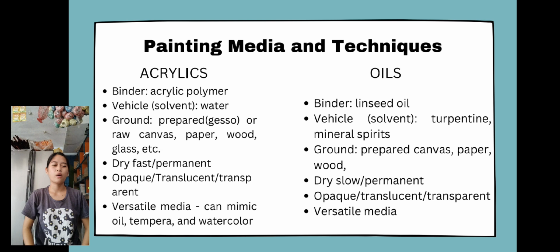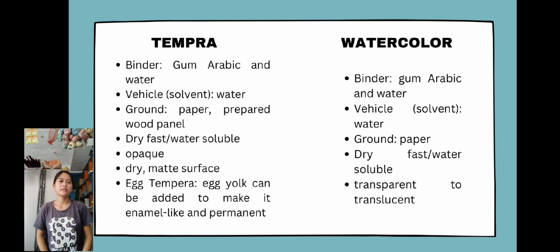Next one is oils. Binder: linseed oil. Vehicle, solvent: turpentine, mineral spirits. Ground: prepared canvas, paper, or wood. Next is dry: slow, permanent, versatile medium.